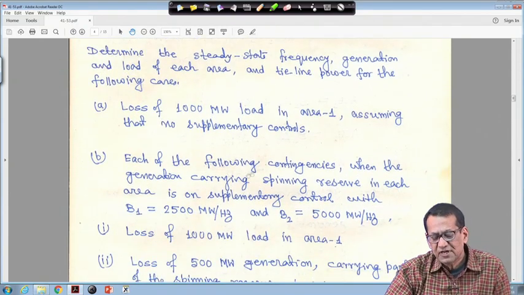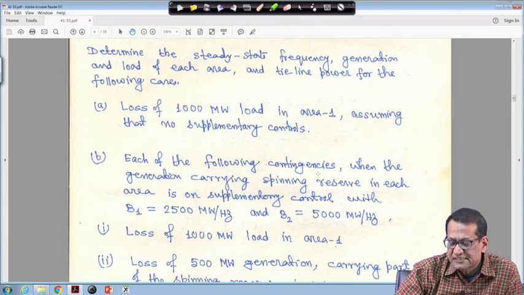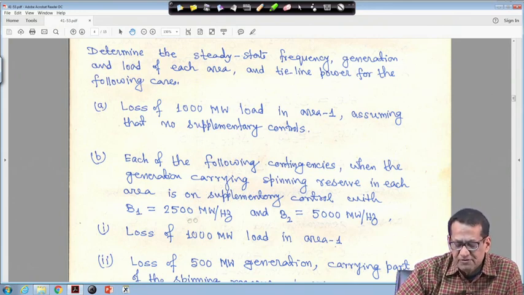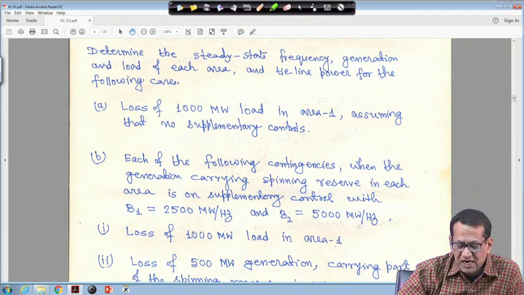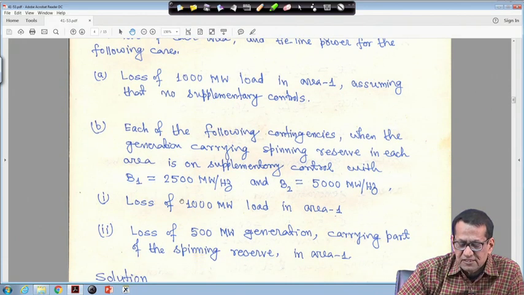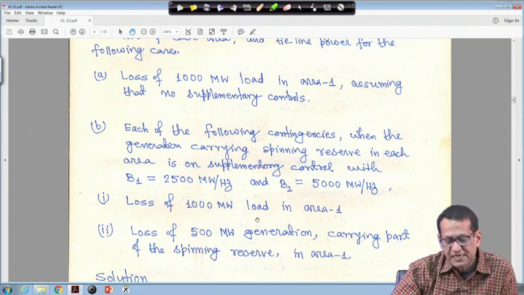Another one: each of the following contingencies when the generation carrying spinning reserve in each area is on supplementary control with B1 equal to 2500 megawatt per hertz and B2 equal to 5000 megawatt per hertz. So, number 1, loss of 1000 megawatt load in area 1, right, and loss of 500 megawatt generation carrying part of the spinning reserve in area 1, right.